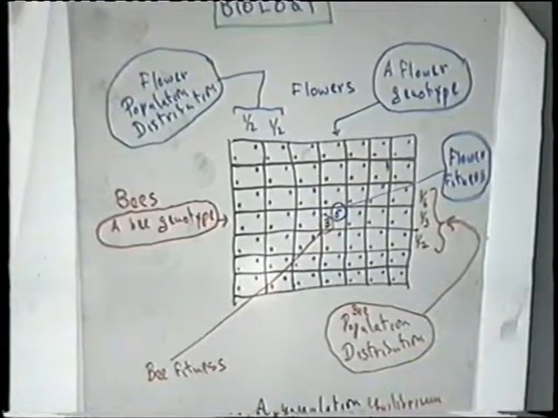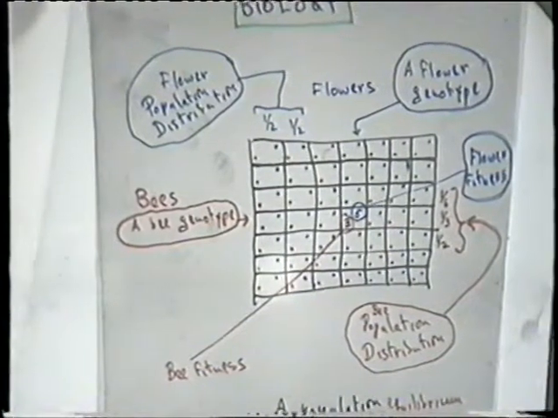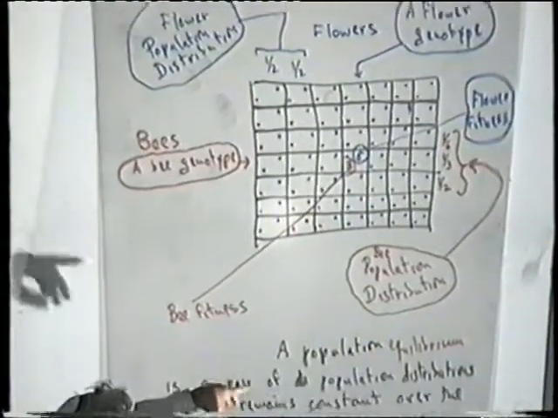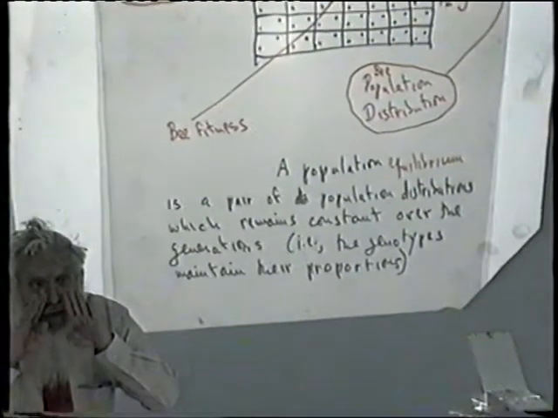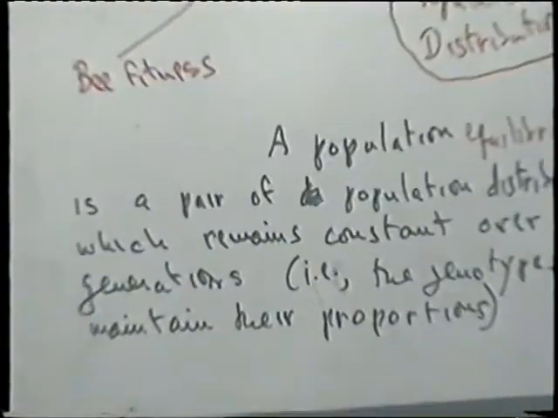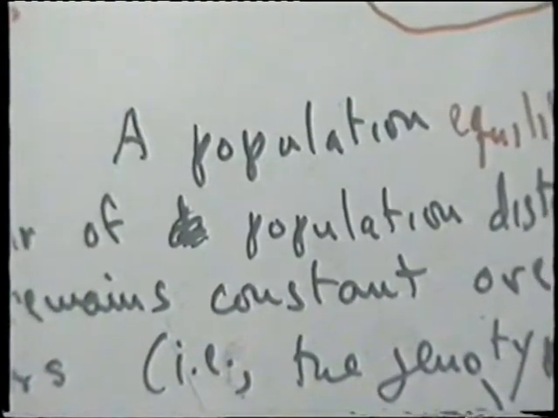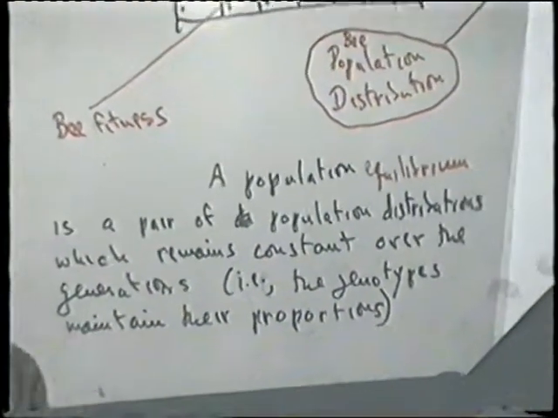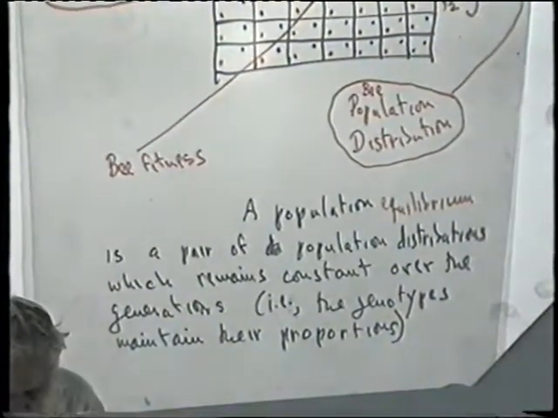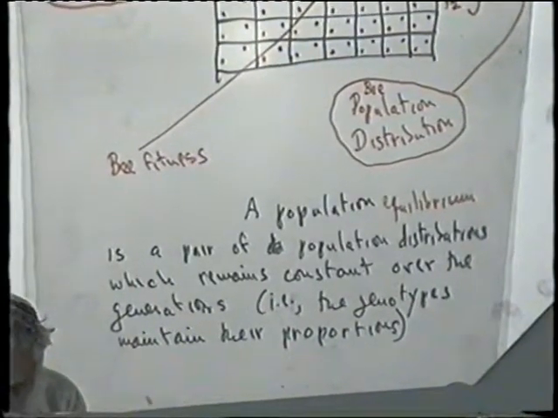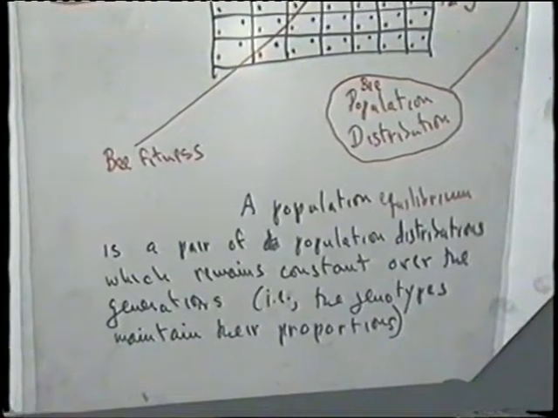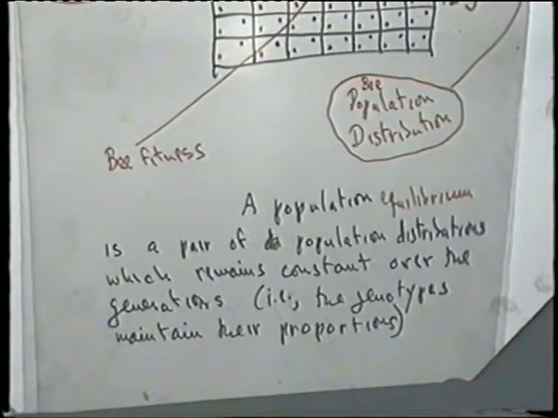Now, a population equilibrium, it's not a strategic equilibrium, nobody's choosing anything. A population equilibrium is a pair of population distributions, mixed strategies, which remains constant over the generations. Nothing changes. That's what I was saying before. I'm looking at the future for population dynamics.